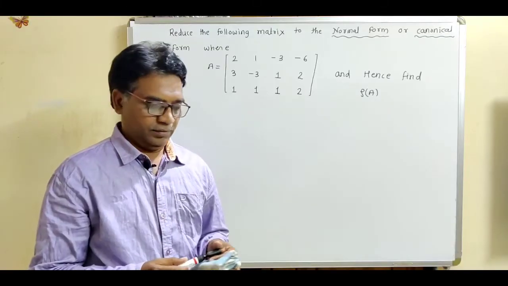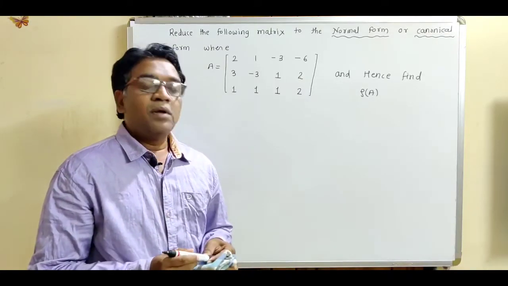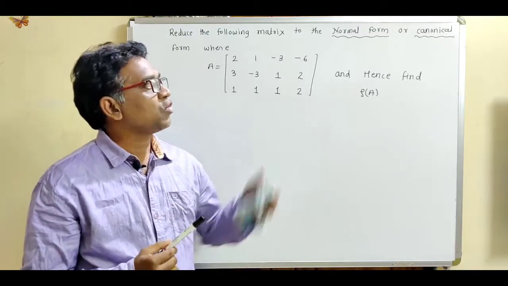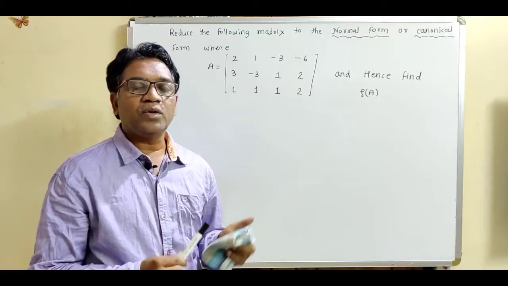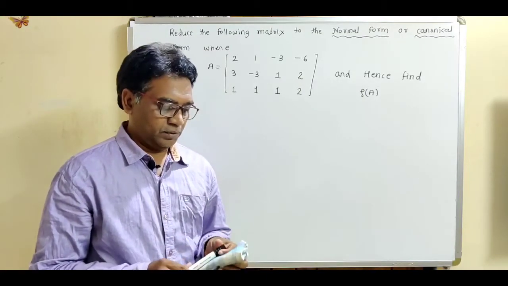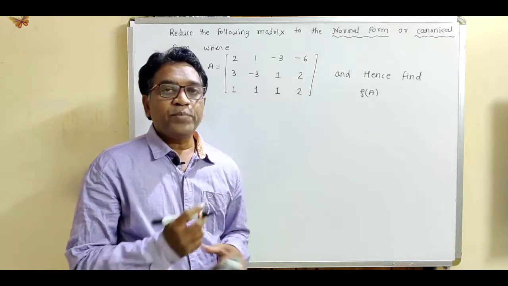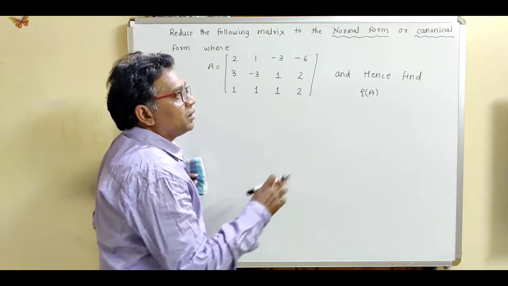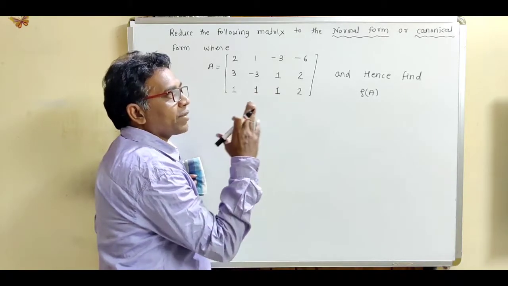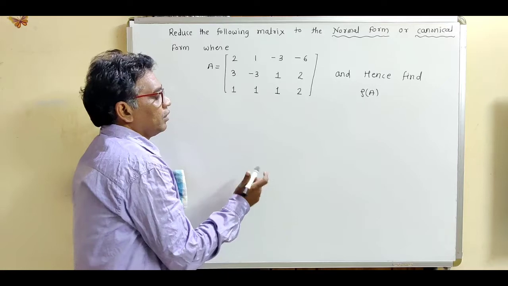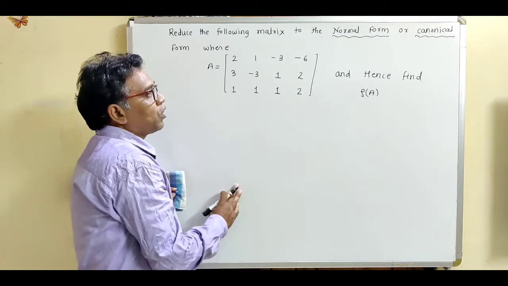So friend, last time we have seen this topic, that is normal form or canonical form. In the previous video we have seen there are four types of normal form or canonical form. Now these are the types of normal form.